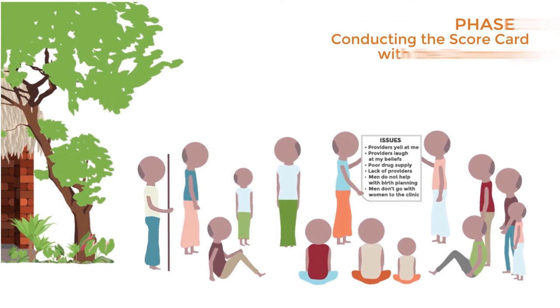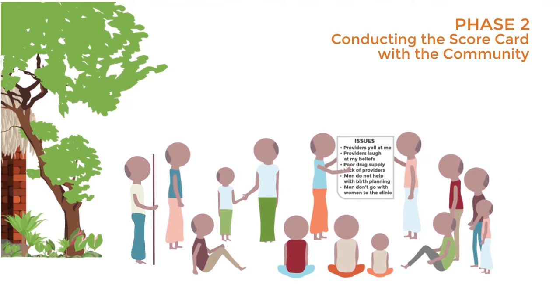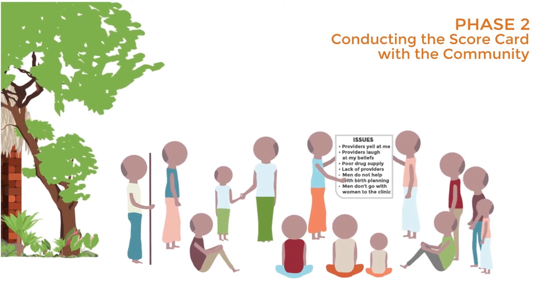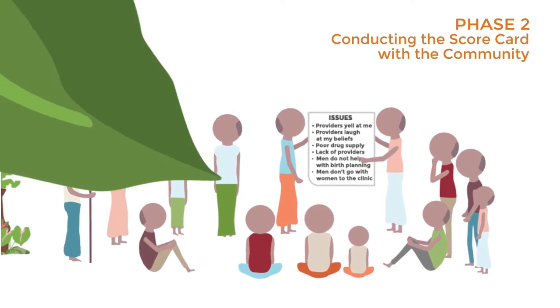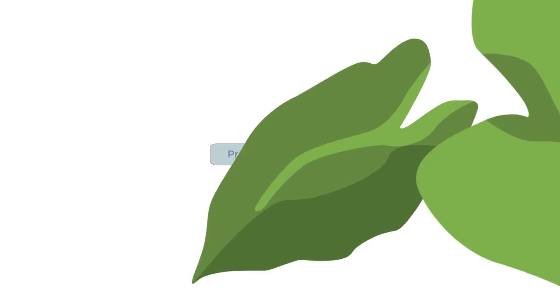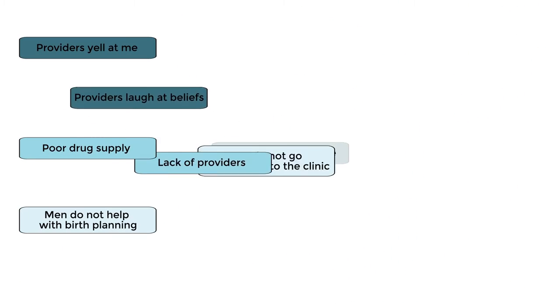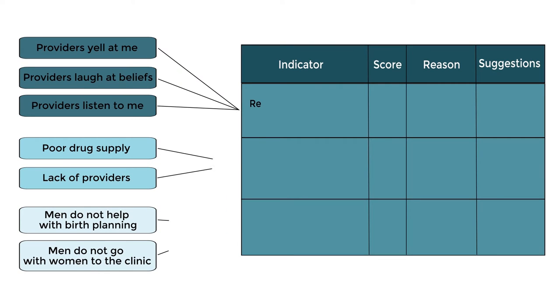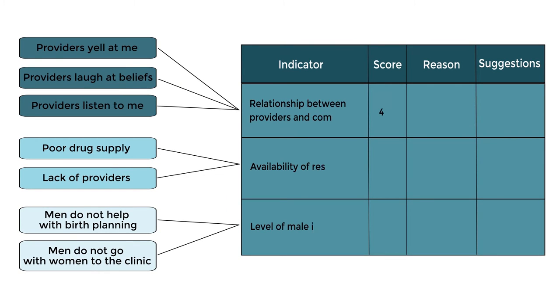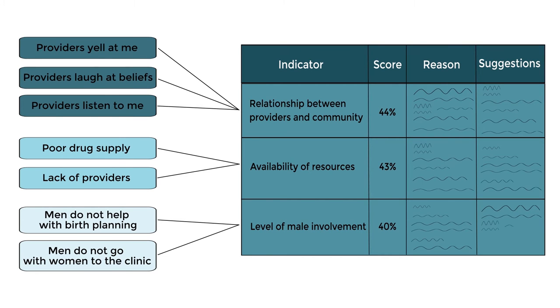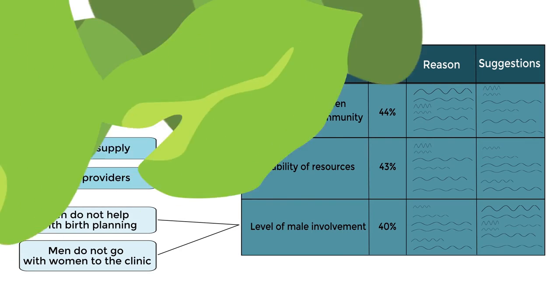The scorecard is used to identify barriers that keep people from accessing services. Community focus groups identify issues, which are then organized into themes. A measurable indicator is developed for each theme. Each indicator is scored by the community. The community also indicates reasons for why a particular score was given and creates suggestions for improvement.